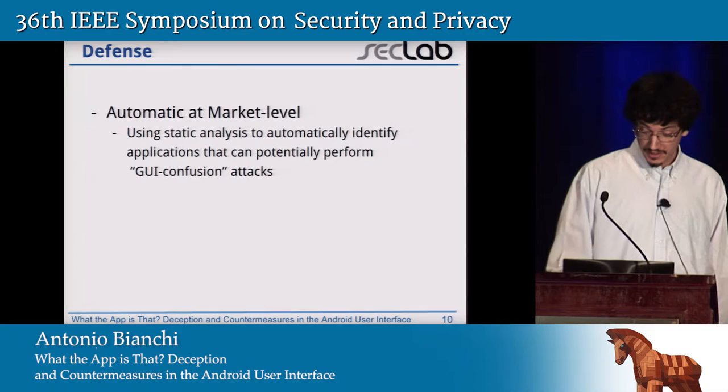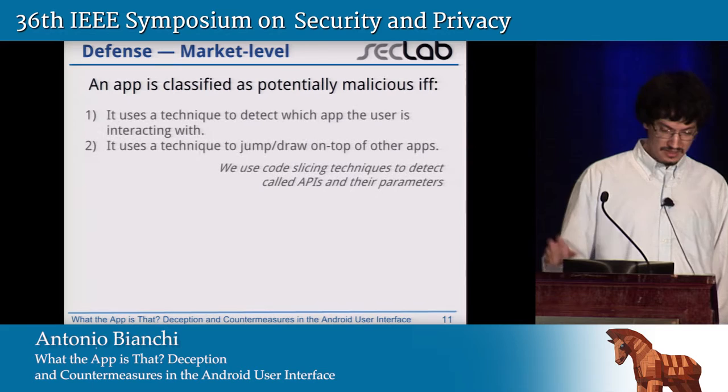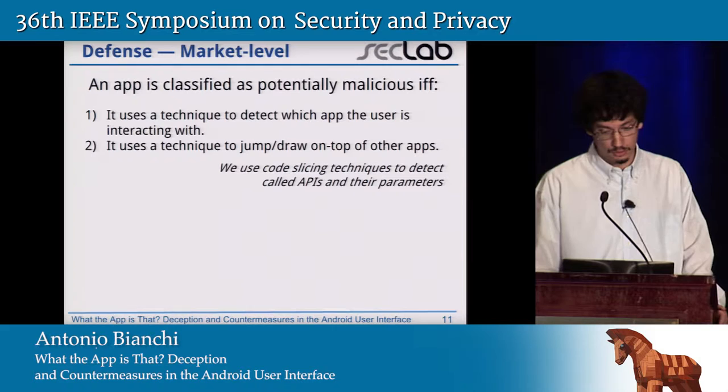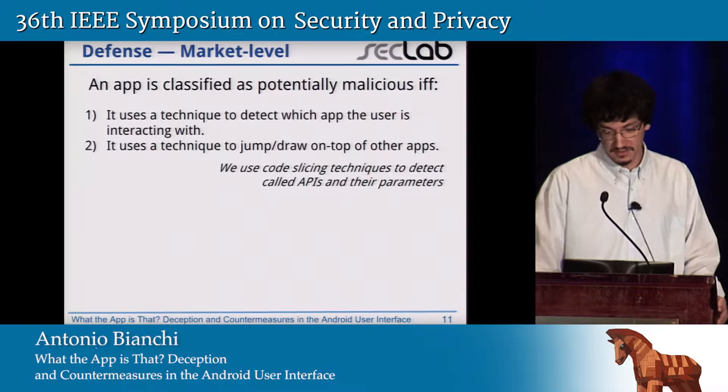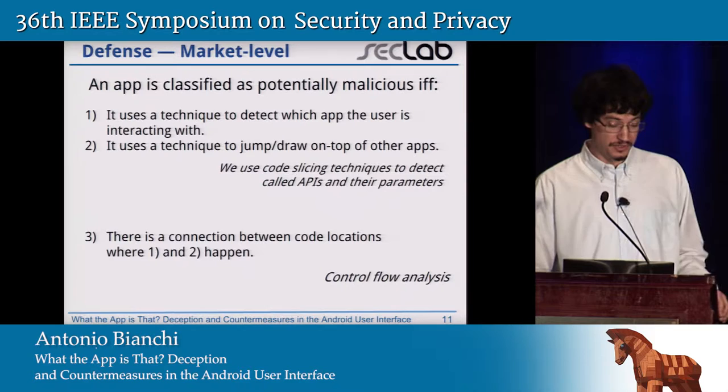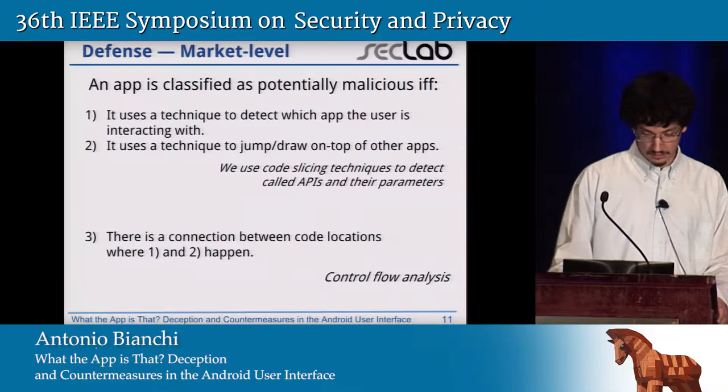attacks. In particular, we check if these two features are present in an app. So we check if an app is trying to detect which app the user is interacting with, and also if an app is using a technique to jump or draw some content on top of other apps. To detect these two features, we use code slicing, and of course you can find the details in the paper, and we check if specific APIs are called with specific parameters. We also check if the code location where the first two features are detected are connected in the control flow graph, and to do so, we do simply control flow analysis.